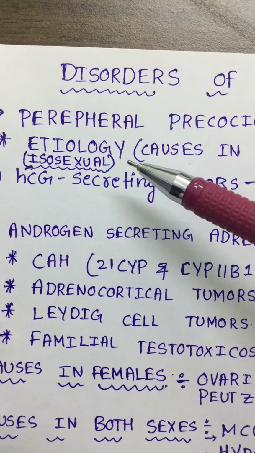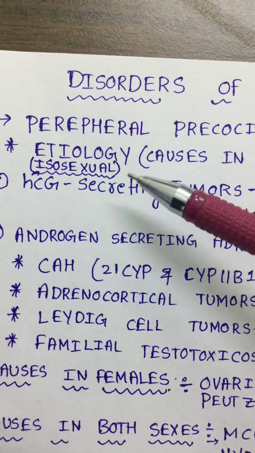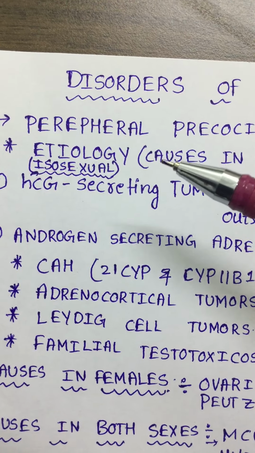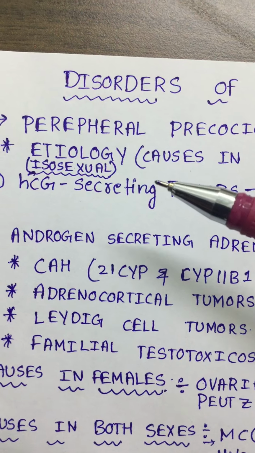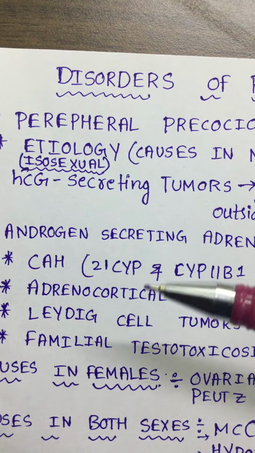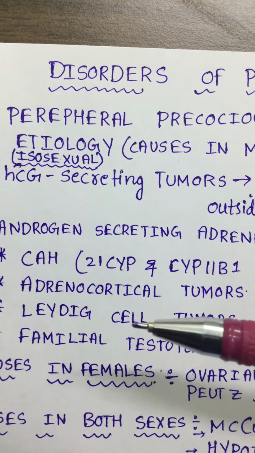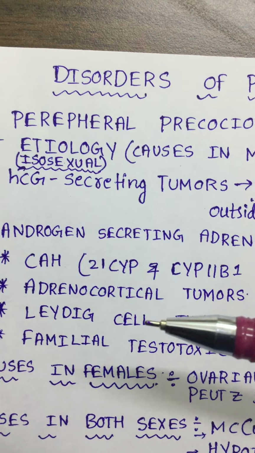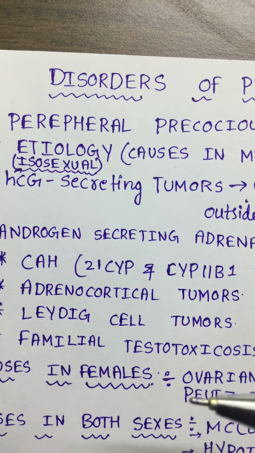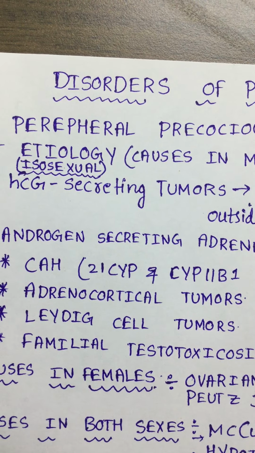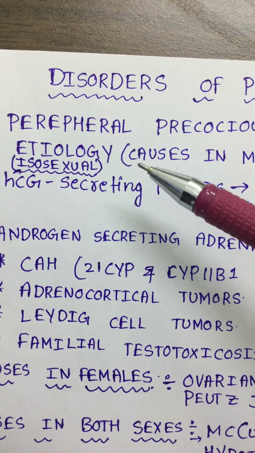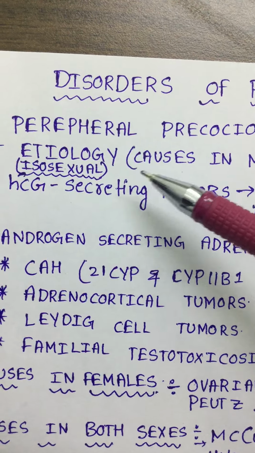I already discussed in the previous lecture what isosexual means. Isosexual means if the person is male, he will have male external and internal genitalia. If the person is female, she will have female external and internal genitalia. But in heterosexual, the external and internal genitalia do not correspond with their gender. Here the genitalia correspond with their gender, so it's called isosexual.